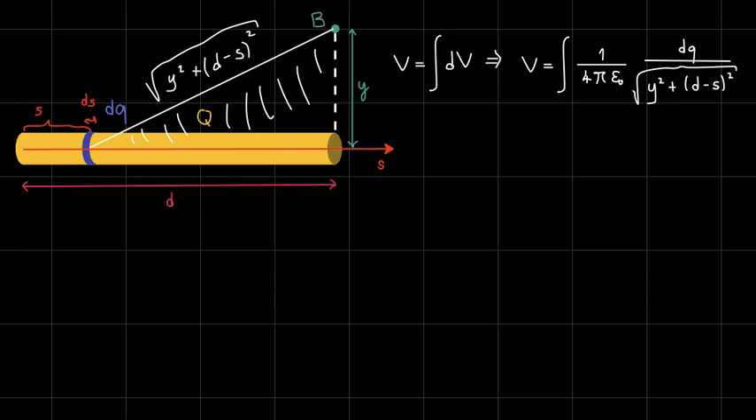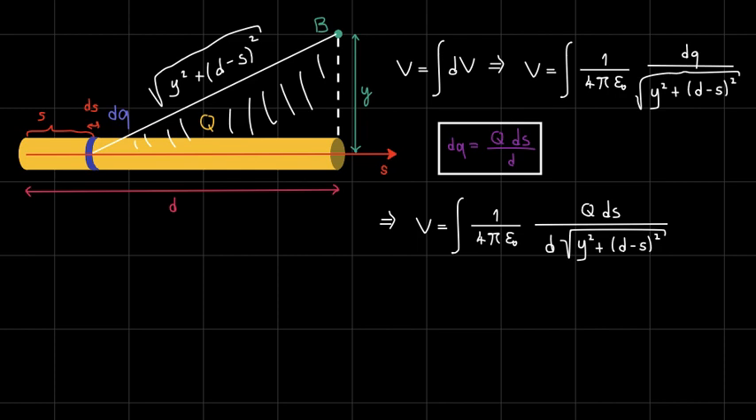The next step is again to express dq in terms of ds, which is going to be again our integration variable, since every unit charge element has a different position s. And it's basically the same thing. dq is going to be equal to capital Q divided by d times ds. Here's our integral with dq substituted as well.